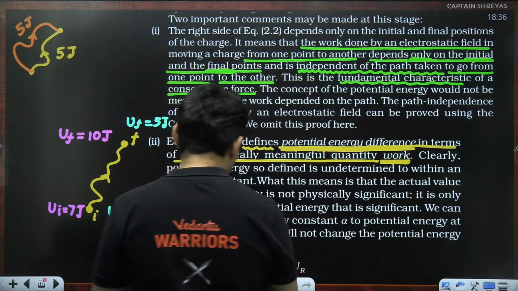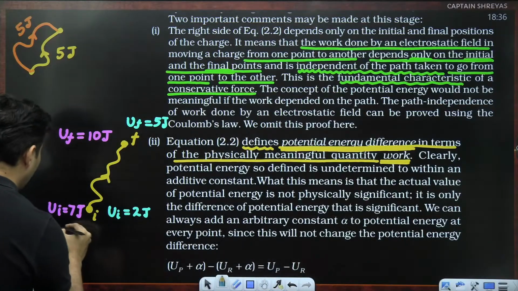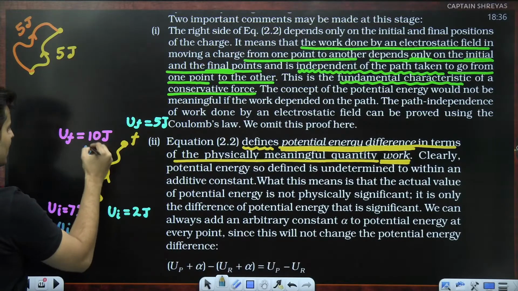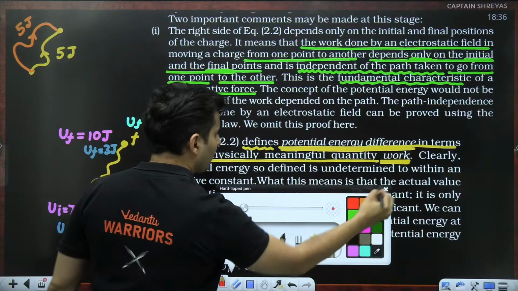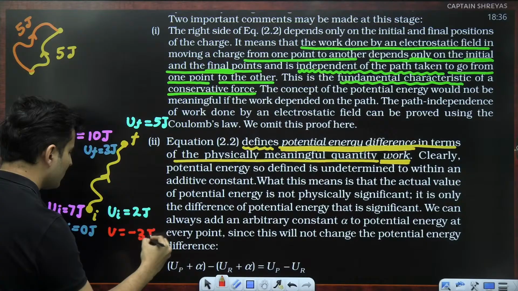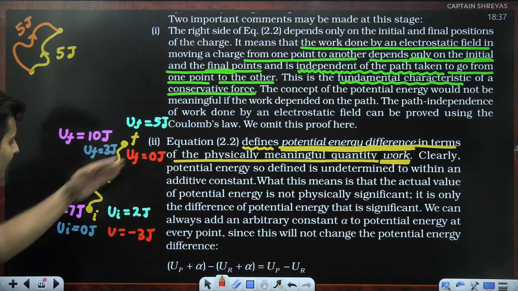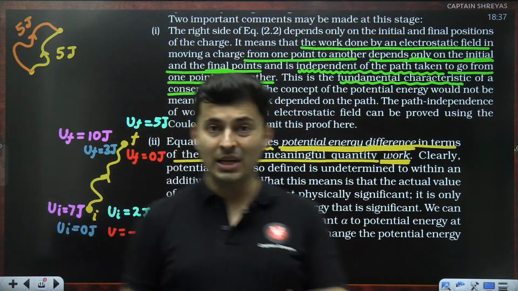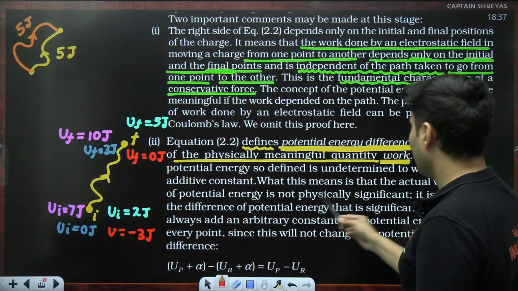So somebody might say, for me, at this particular point, the initial potential energy is 0. So in that case, the final potential energy in this situation will be 3 joules. Somebody else might say, no, for me, here the potential energy is minus 3 joules. Then for them, this final energy will be 0 joules. Every time the difference is the same. That is the meaning of this second point, that the actual value of the potential energy is not physically significant.